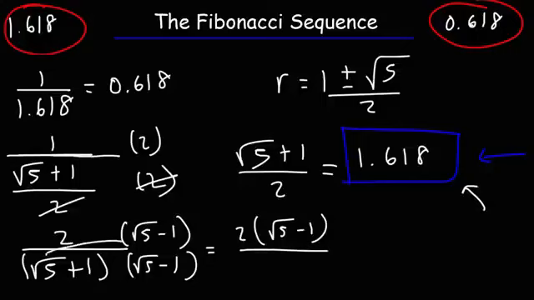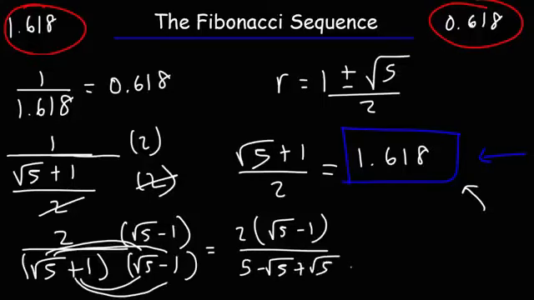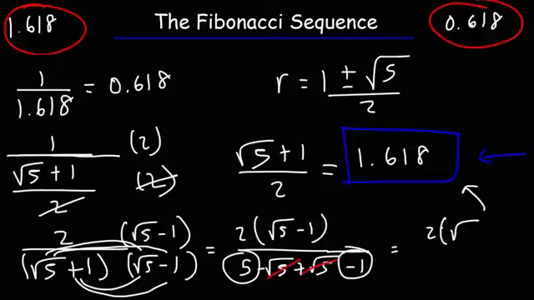The square root of 5 times the square root of 5 is the square root of 25, which is 5. And then this is going to give us negative root 5, and then positive root 5. And then 1 times negative 1 is negative 1. The two middle terms will cancel. They will add up to 0, and then we'll have 5 minus 1, which is 4. So we have 2 times the square root of 5 minus 1 over 4.